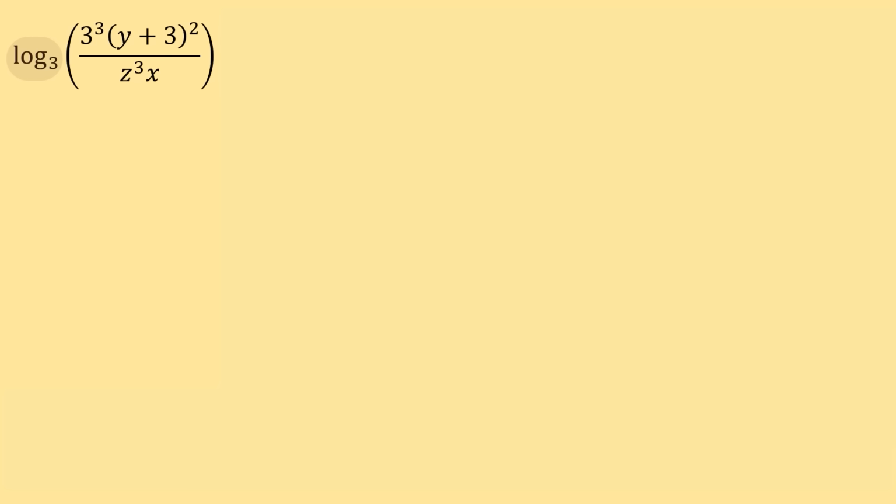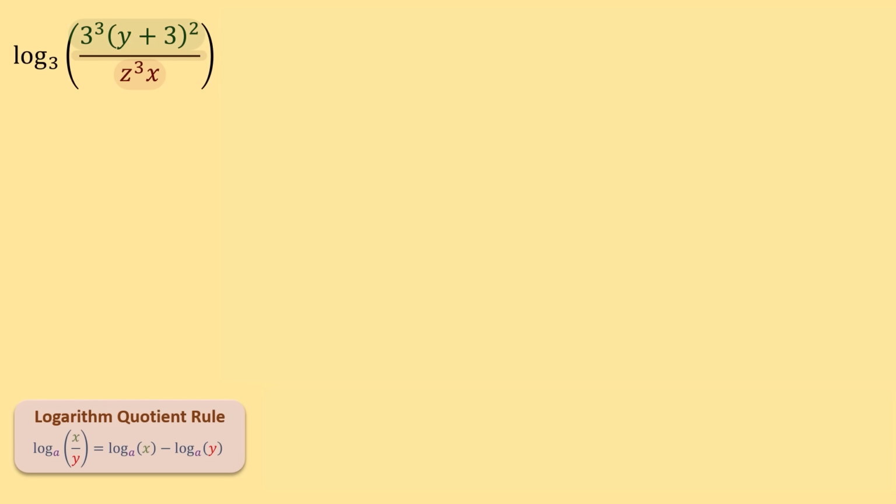Consider log base 3 of 3 cubed times the quantity y plus 3 raised to the second power, all over z to the third power times x. We scan the logarithm. Is everything on the inside grouped together and raised to the same power? No, so we won't be starting with the power rule. I see I am dividing 2 larger expressions, so let's use the quotient rule first. We can rewrite this as log base 3 of the numerator expression minus log base 3 of the denominator expression.